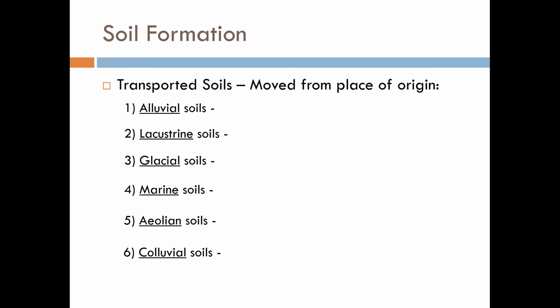Okay, I'm back. Hopefully you had an opportunity to pause the video and try to guess the different modes of transportation from each of these 6 descriptors. Let's see how many you got right. When we talk about alluvial soil, this is soil that was moved and transported by running water, streams, rivers, those types of things. When we say lacustrine soils, these are soils that were deposited in lakes.